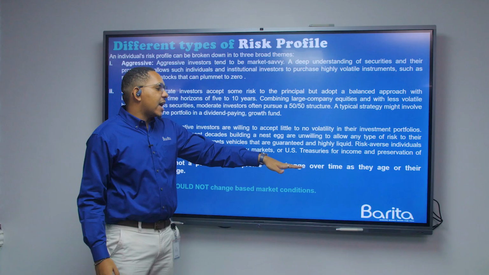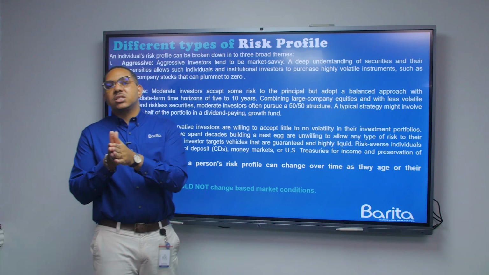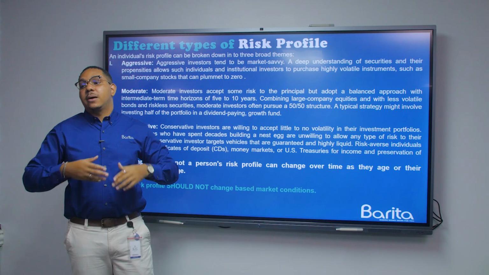It is important to know that a person's risk profile can change over time as they age or their circumstances change. For example, if before my financial situation didn't allow me to take on certain risks, which is the case of a bond, but then I win the lotto, I can start buying bonds, and my risk profile would definitely change at that point in time. In the case of ability, I always had the willingness, but I didn't have the ability. Now my ability is there, hence I can now purchase bonds.